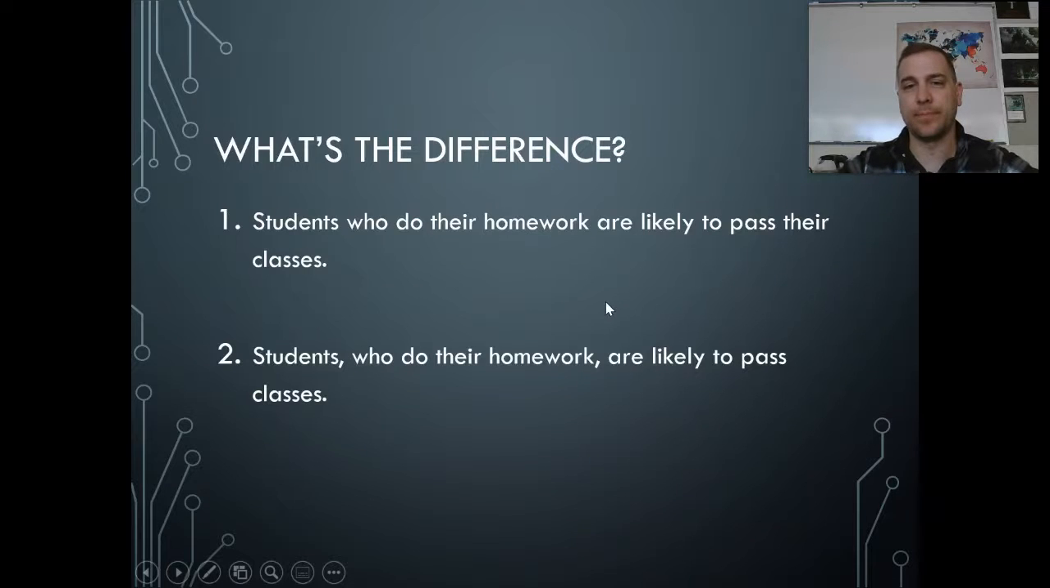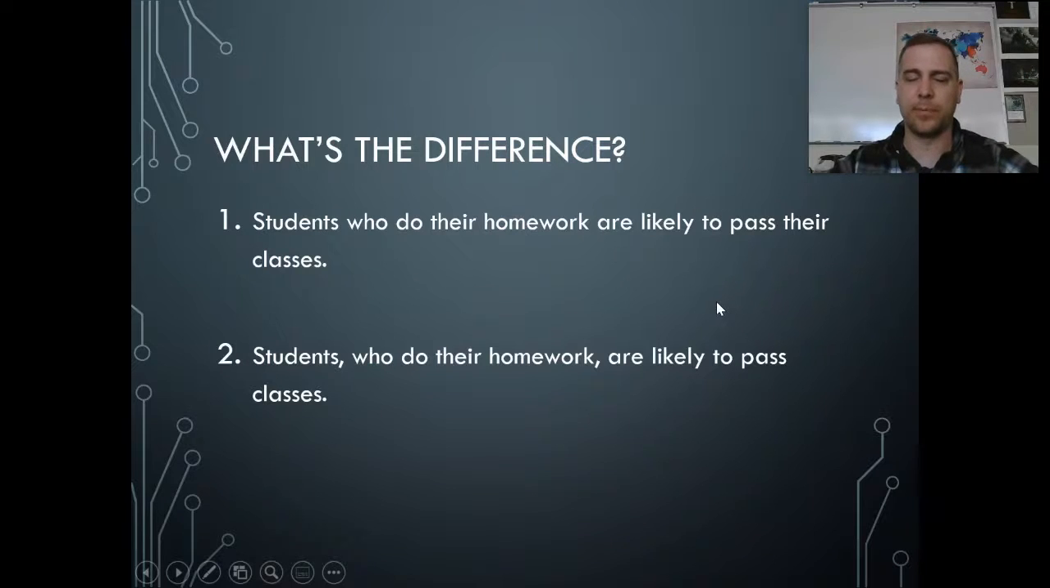Let's try this one more time. Students who do their homework are likely to pass their classes. Students, who do their homework, are likely to pass their classes. What's the difference between these two sentences? Well, in this first sentence, I'm specifically talking about students who do their homework. In this second sentence, it's implied that all students do their homework. And this who do their homework is like extra information, right? I'm not saying specifically the ones who do their homework. I'm talking about students. And by the way, all students do their homework, just thought you should know, are likely to pass their classes. And so it's a real subtle difference.